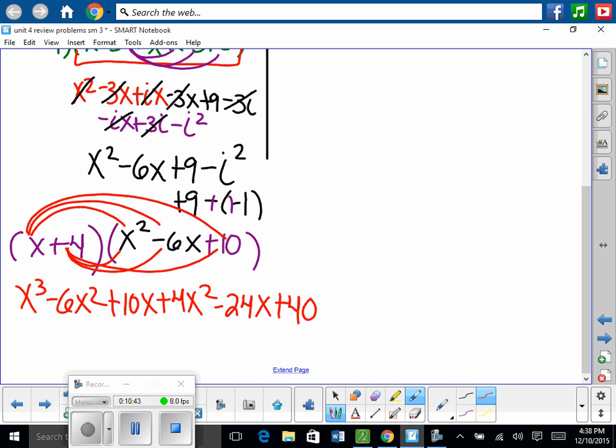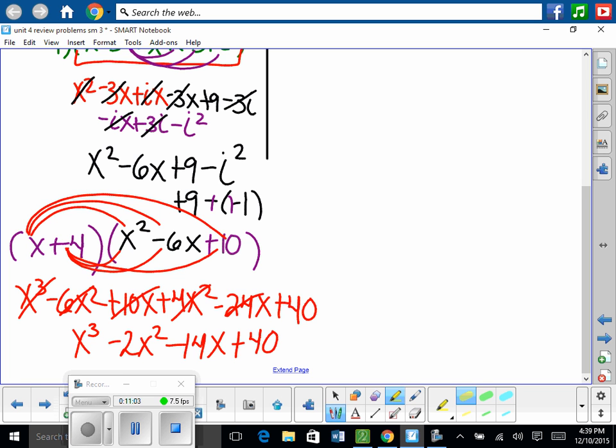Combine all like terms, and you will get x cubed minus 2x squared, and that was these two, and then minus 14x, so I added up these two, and then plus 40. So this would be our final answer here.